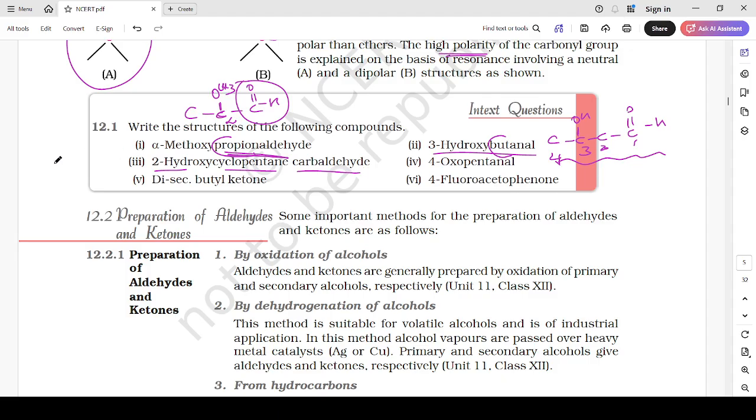2-hydroxycyclopentane carbaldehyde. So it's a cyclopentane. An aldehyde is there, so only then I call it carbaldehyde. So this is 1, this is 2. At that position I have a hydroxy. 2-hydroxycyclopentane carbaldehyde.